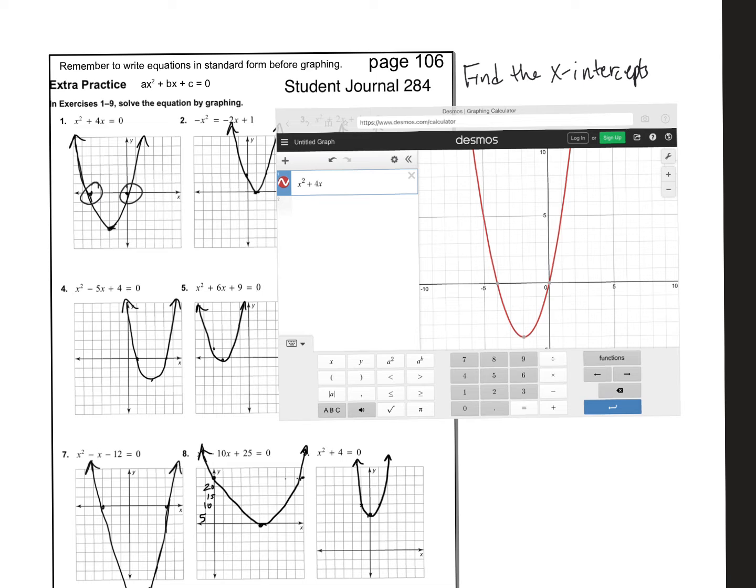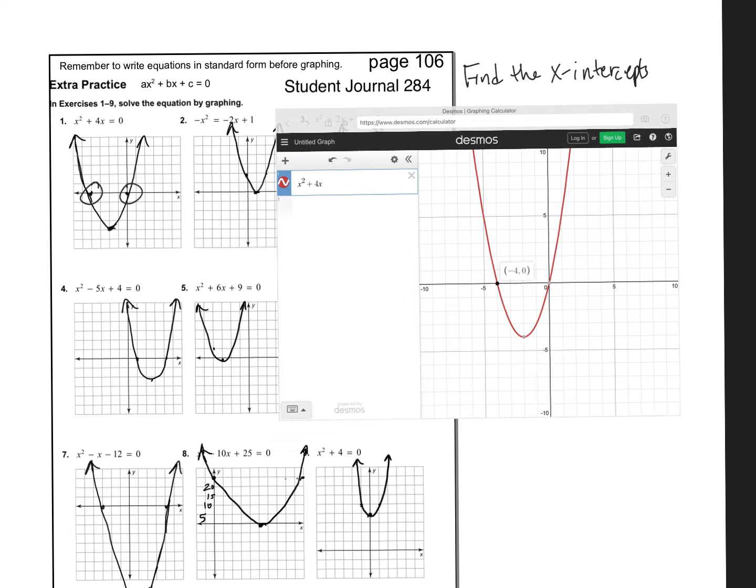I want to show you what's really awesome about Desmos. Okay, so x squared plus 4x. If you tap on the intercept in Desmos, it tells you -4 and 0. So my solutions are the x-intercepts. -4 and 0 are the solutions to number 1. So I'm going to write that in, and I put them here, -4 and 0.